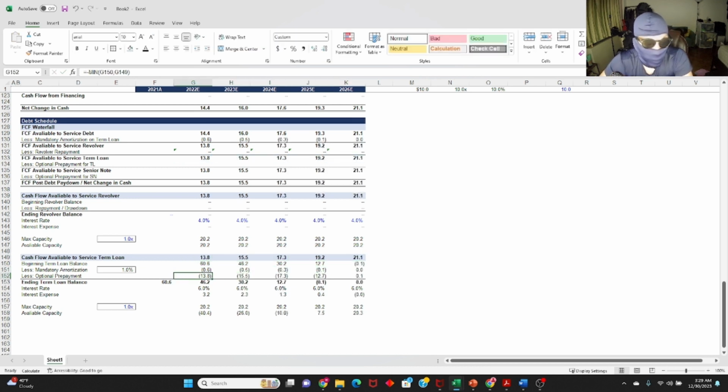Oh wait, I made a mistake. So for your optional repayment, you actually need to take into consideration the amortization, because this cash flow available is already linking up here, which is already stripping out the mandatory amortization. So you want to strip it out here again. So it's going to be your min G50 plus this compared to that. Yeah, so that is more correct.